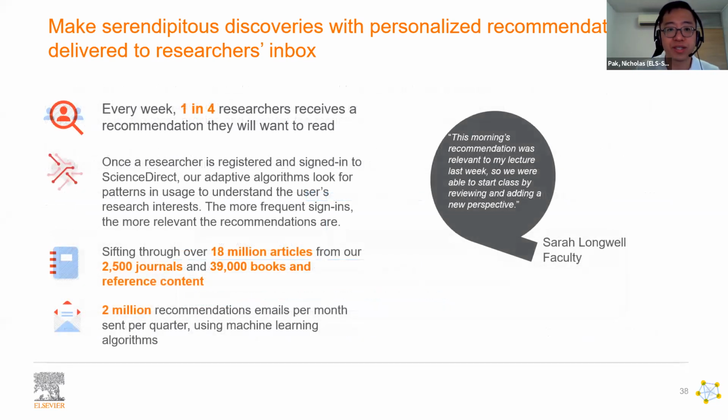So about 25% receive a recommendation that they want to read. The more frequent your sign-ins, the more specific the recommendations are. And what it does is that it pours through 18 million articles from over 2,500 journals and 39,000 books and reference content. And you will probably get a lot of new recommendations. So this may or may not be something that you may find useful, but for me, it's quite interesting. I do like this. Some people from faculties find it very useful. They find that the recommendation was relevant to the lecture, so they're able to start class and to review and to add a new perspective. So sometimes, you know, it's a good way for you to learn about upcoming research as well.